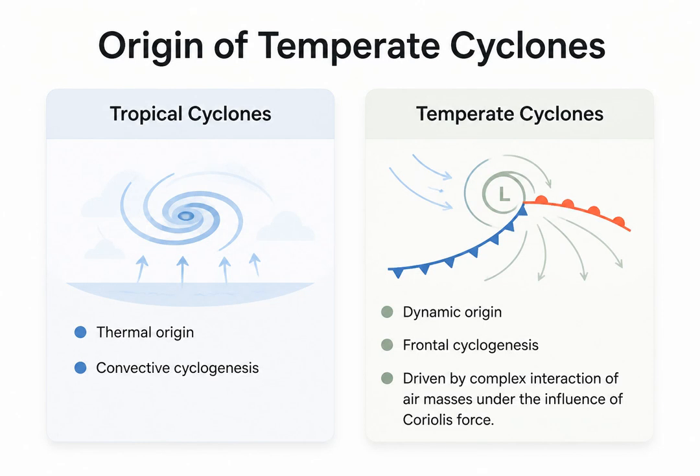To truly grasp how these systems work, we have to contrast them with tropical cyclones. While tropical cyclones have a thermal origin driven by convective cyclogenesis, essentially heat rising from warm oceans, temperate cyclones have a dynamic origin. They are driven by frontal cyclogenesis, which is a complex physical interaction of different air masses, heavily influenced by the Coriolis force.